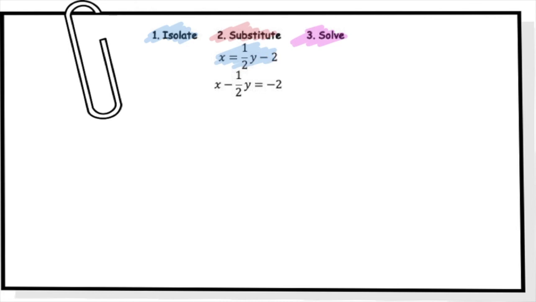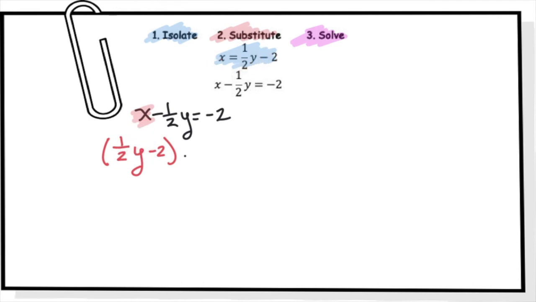Now we're going to substitute. So we're going to use, in this case, the second equation because that's the one that is not isolated. So I have x minus 1/2 y equals negative 2. And now I'm going to substitute x. Why x? Because x is the one that is isolated, so x is the one that I know its value. Don't forget parentheses to substitute all the time. So this is going to be 1/2 of y minus 2. All this is my x.